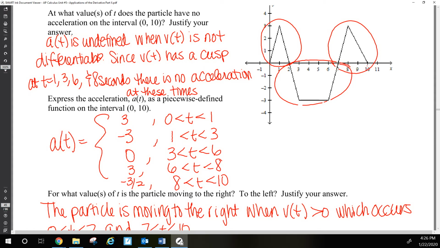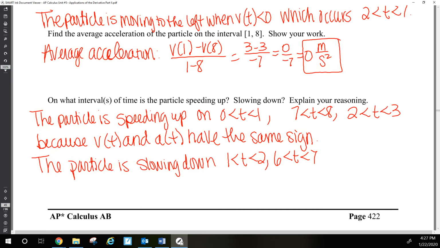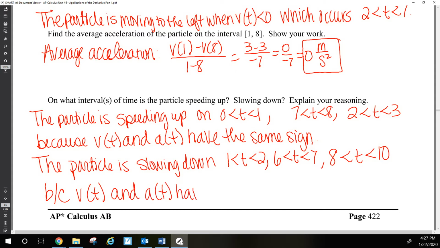And then our other spot would be between 8 and 10. My acceleration is negative, and between 8 and 10, my velocity is positive. So that's going to be the other location. So between 8 and 10, because V of t and A of t have opposite signs. When they have the same signs, we're speeding up. If they have opposite signs, we're slowing down.